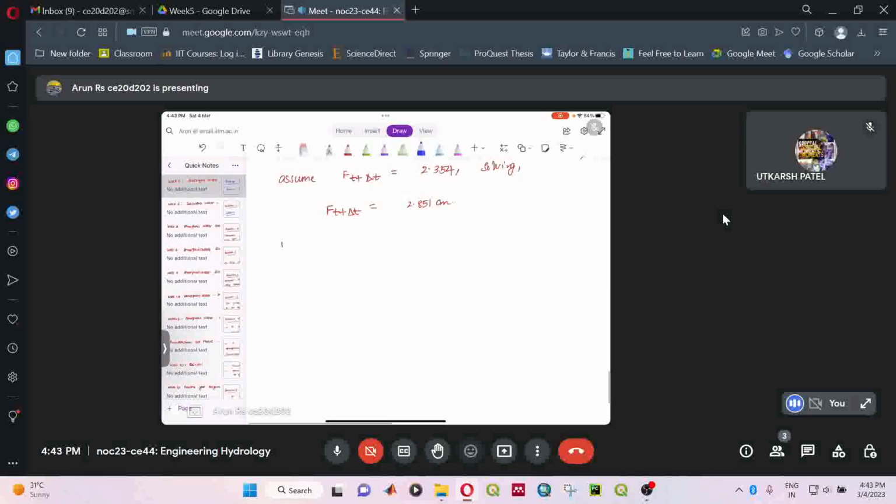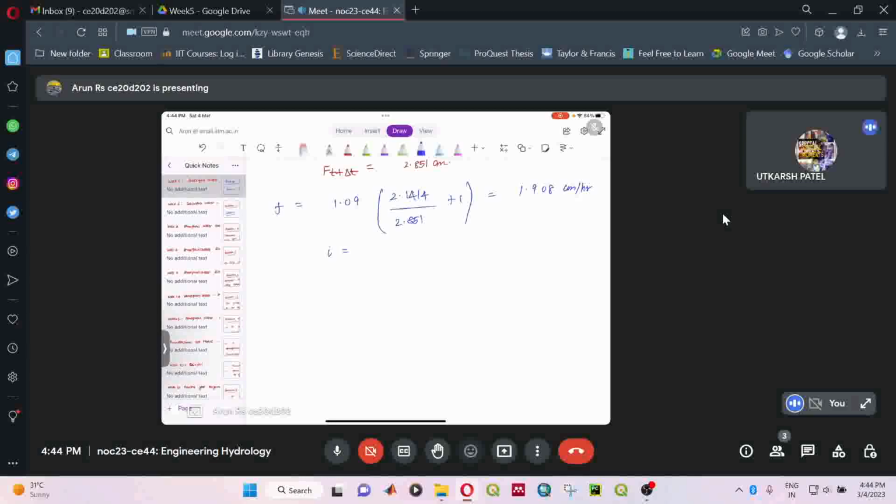Again we calculate the infiltration rate, that is 1.09 into 2.1414 divided by 2.851 plus 1. This will be equal to 1.908 centimeters per hour. And we'll calculate the rainfall intensity at this time step.